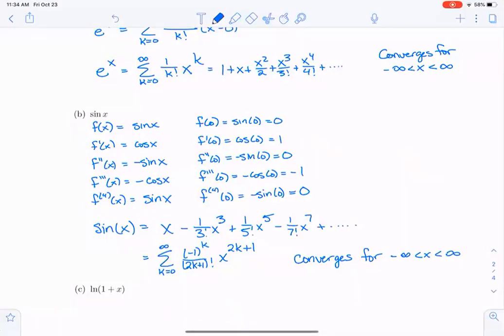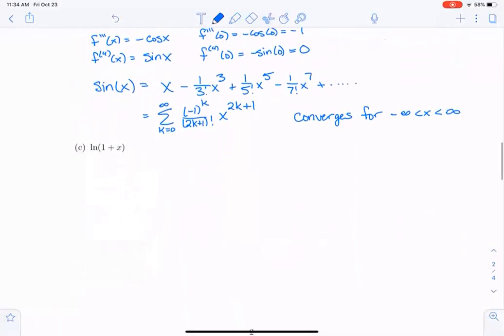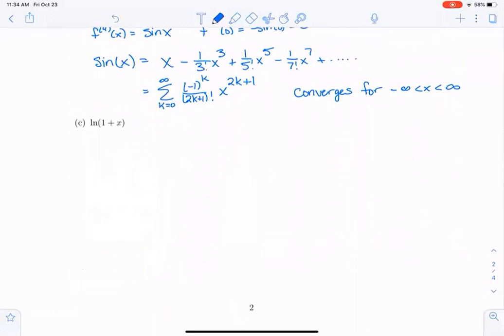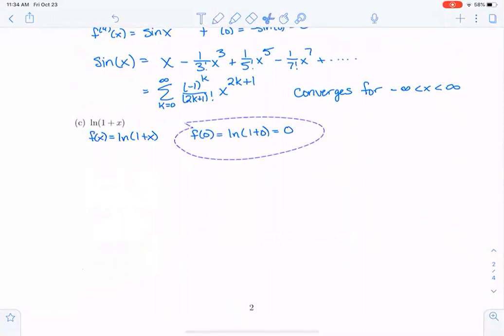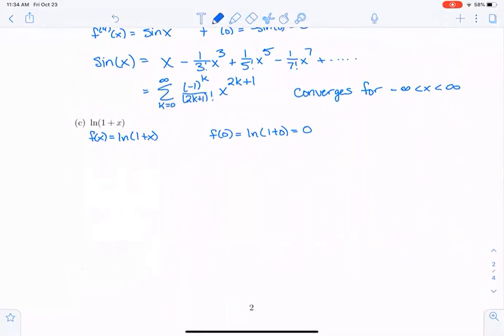Okay, so we're going to do one more. This is actually a function we found a series for before, which is natural log of 1 plus x, but I want to do this as a Taylor series. So here we have f of x is the natural log of 1 plus x. f of 0 in this case is going to be natural log of 1 plus 0. So that's natural log of 1, or 0. So the very first term in this series is actually going to be 0.